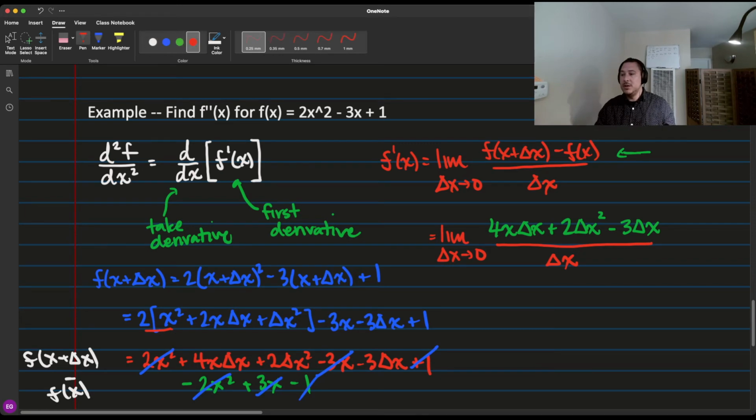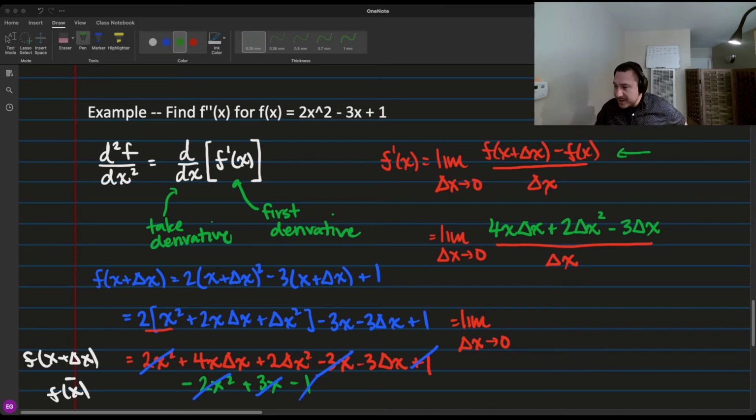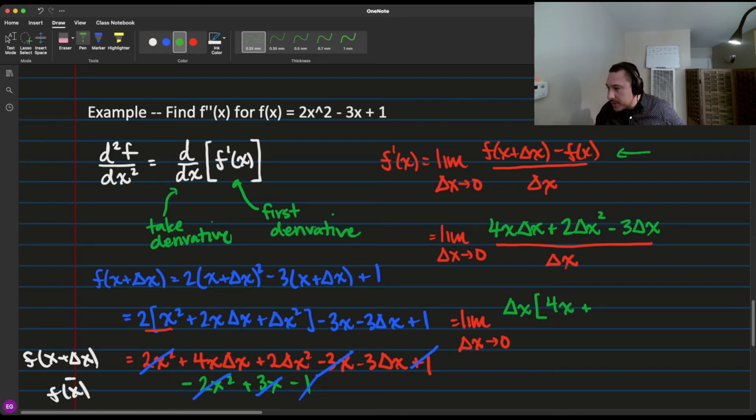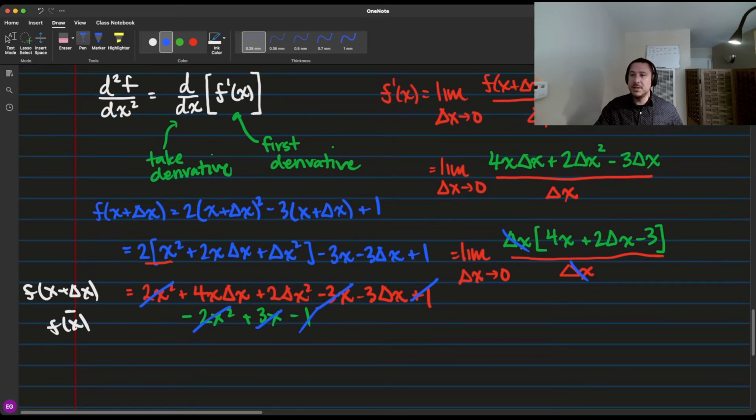Okay, now looking at that numerator, what can we do with it? There's something you can do. Yes, you can factor out a delta x. So you get delta x times 4x plus 2 delta x minus 3. And now the whole point of doing this was because you had a delta x on the bottom, which will now cancel. Right, so now you have your function which agrees except at a point.